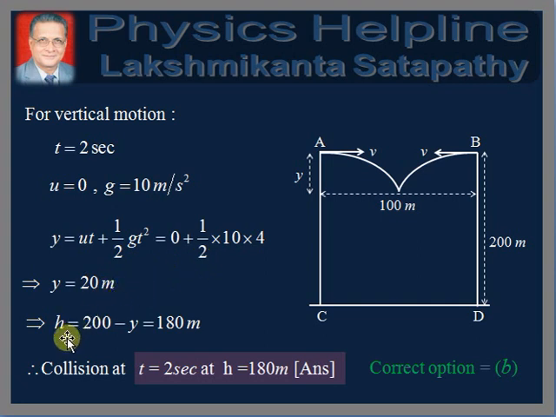Therefore the height of the bullets when they collide, h, is equal to, because the total height is 200 meters and it has fallen through a distance of 20 meters, h will be equal to 200 minus y, which is equal to 180 meters. Therefore the collision will take place at t is equal to 2 seconds and at a height h is equal to 180 meters, which is the answer to question 2. Therefore the correct option is B.